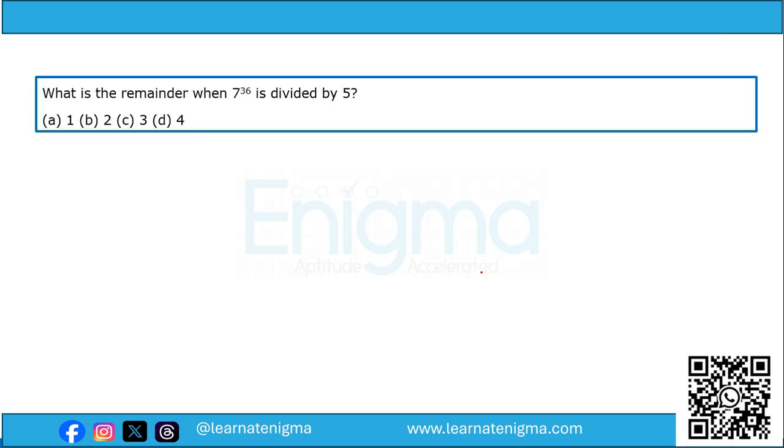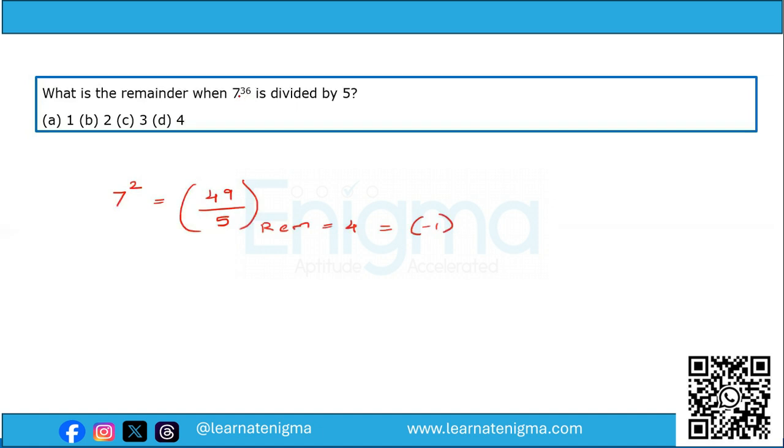What is the remainder when 7 raised to 36 is divided by 5? Now, 7 raised to 2, that is, 49, when divided by 5, we get the remainder of 4. Now, the remainder of 4, we can also write as the remainder of -1.